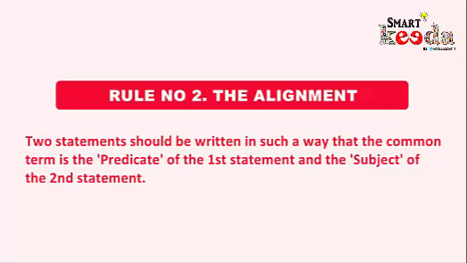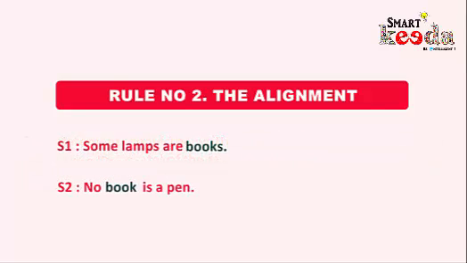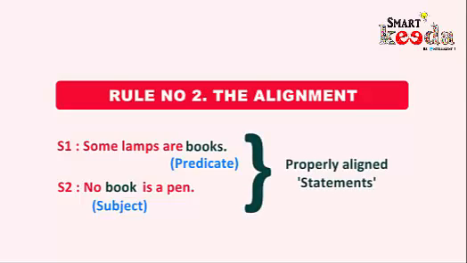Let's take an example here. Here are the two statements. Statement 1 is some lamps are books, and statement 2 is no book is a pen. Now you can clearly see here that the middle or the common term, which is book here, is the predicate in the first statement and the same class is the subject in the second statement. Hence we can say the statements are properly aligned.